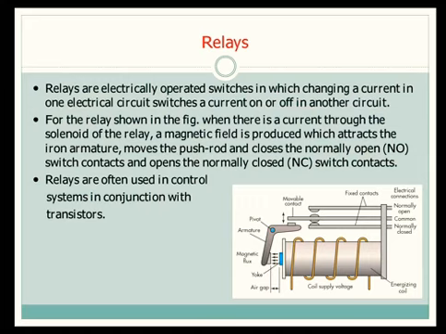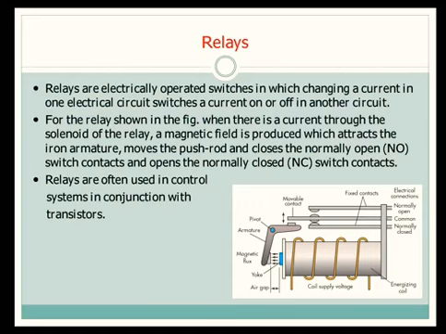Next one is relays. These are electrically operated switches in which changing current in one electric circuit switches current on or off in another circuit. So if there are two circuits, the current flow in one circuit is dependent on the current flow in the other circuit. For the relay shown in the figure, when there is a current through the solenoid of the relay, a magnetic field is produced which attracts the iron armature, moves the push rod and closes the normally open switch contacts and opens the normally closed switch contacts.